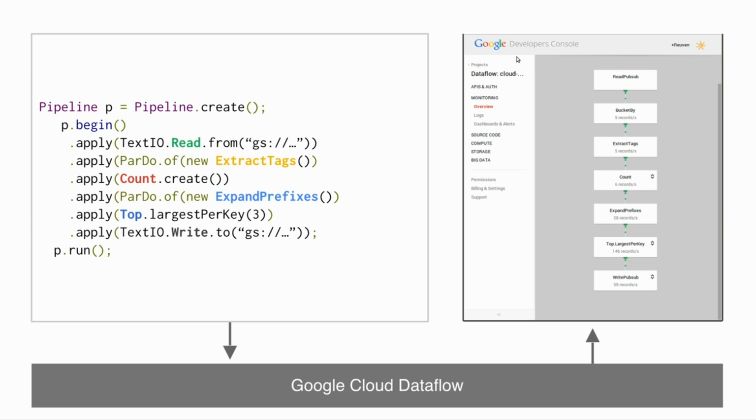The Dataflow service also gives you a monitoring console, which allows you to monitor this data while it's processing. It lets you see progress of your data and helps you debug problems in your pipeline as they happen. This is a simple and intuitive monitoring console that matches one-to-one to the lines of code you wrote. So we're not giving you big blocks saying something is wrong in your pipeline. We're giving you, here's what's happening with your extract tags. Here's what's happening with your count. Here's what's happening with your expand prefixes, and so on.